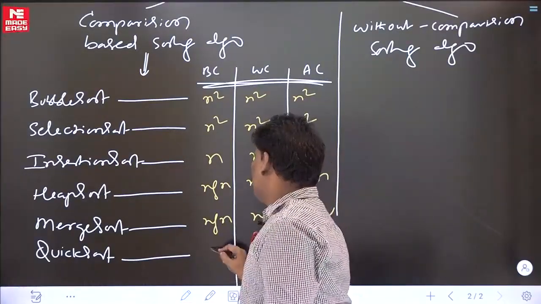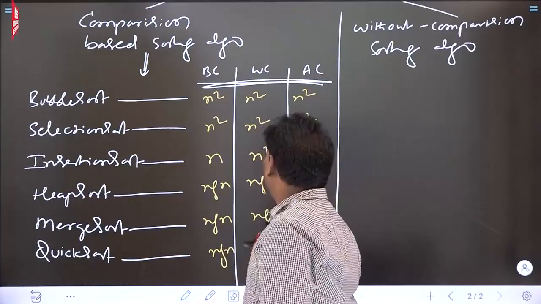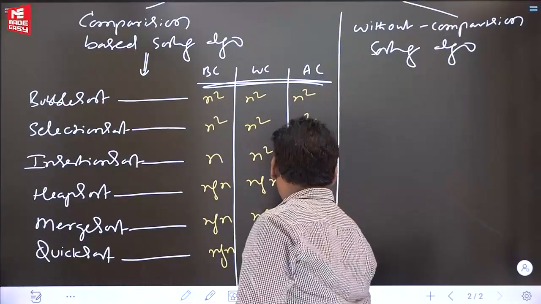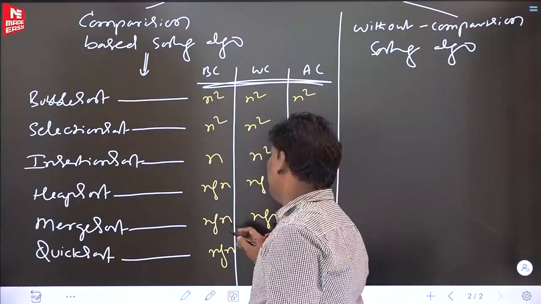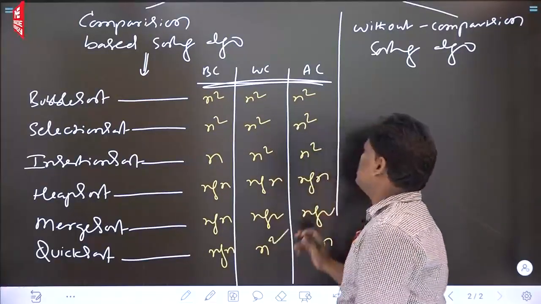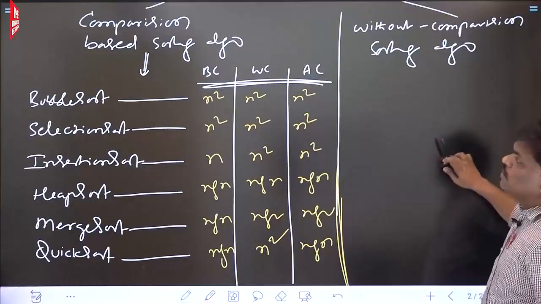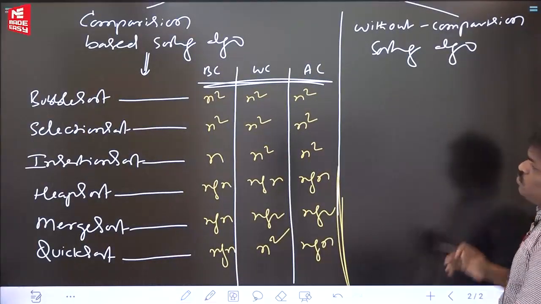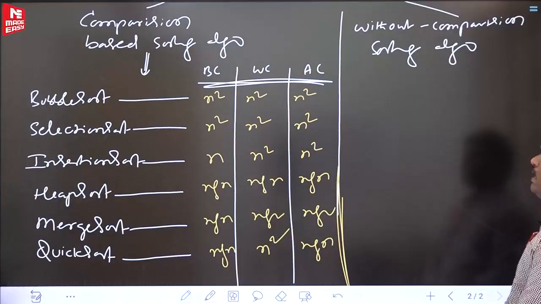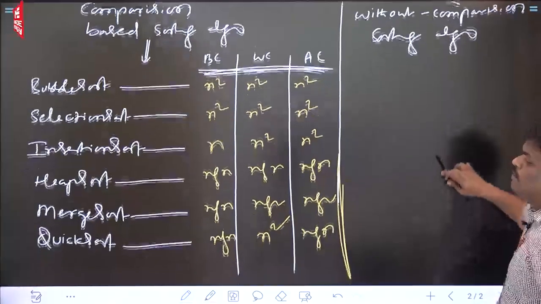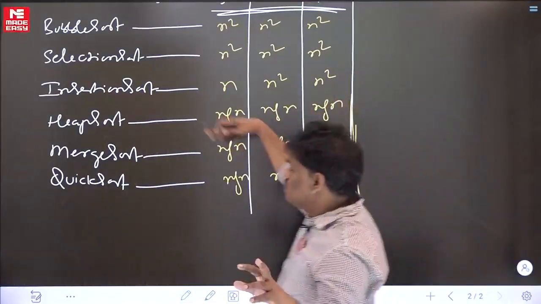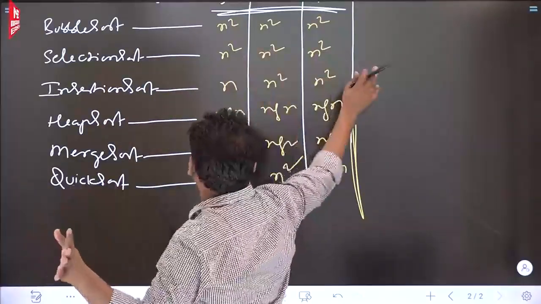Next one, quick sort, what is the answer? Best case n log n. Average case also n log n, only for namesake in the exam. Worst case n square. So sorting techniques are two types: comparison based and without comparison. Whatever we know, they are comparison based only. All the sorting algorithms you know very well. Please go through it once.